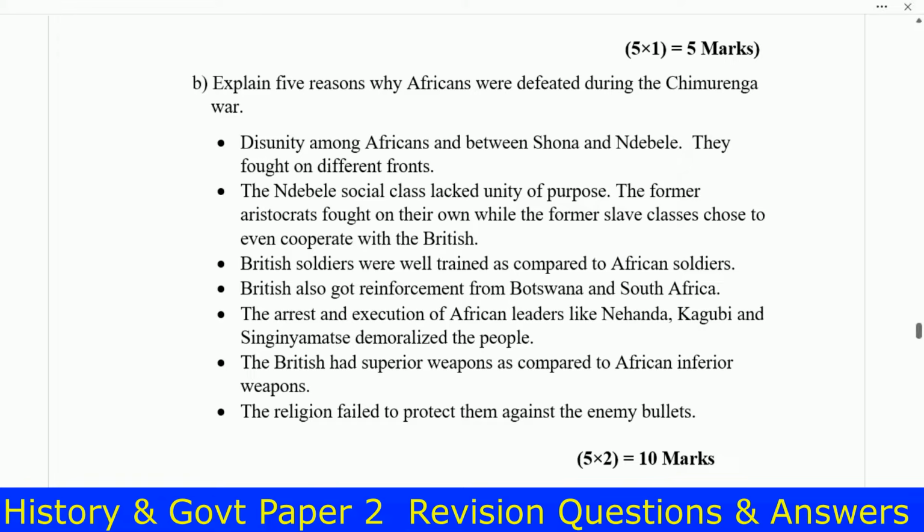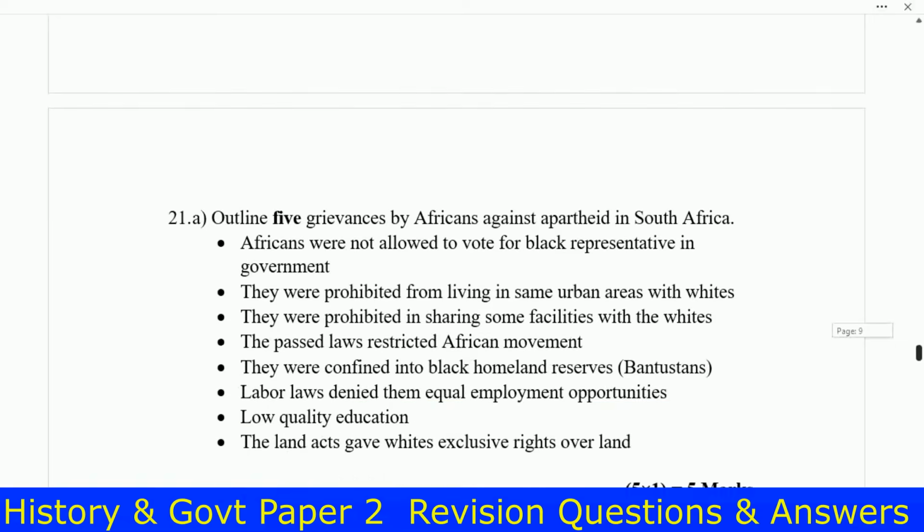Next, the arrest and execution of African leaders like Nehanda and Kaguvi demoralized the people. Next, the British had superior weapons as compared to African inferior weapons. Next, the religion failed to protect them against enemy bullets.